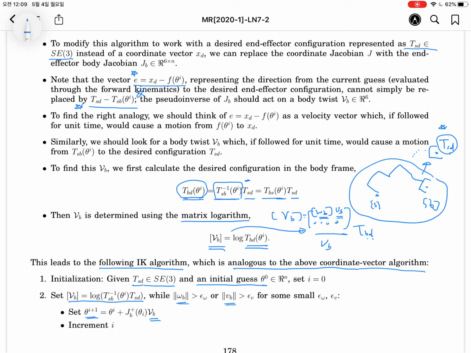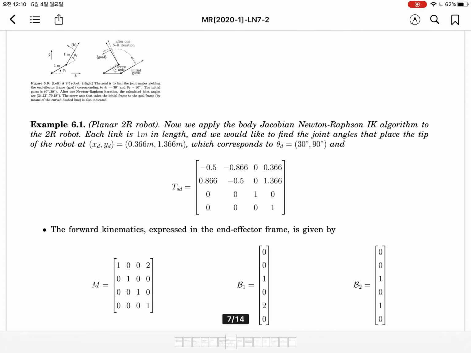And then if the omega B and the VB are larger than the threshold, this procedure will be iterated until the error epsilon, the omega B and the VB, is smaller than the specified threshold.